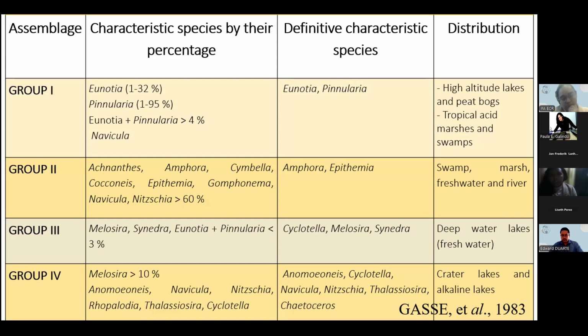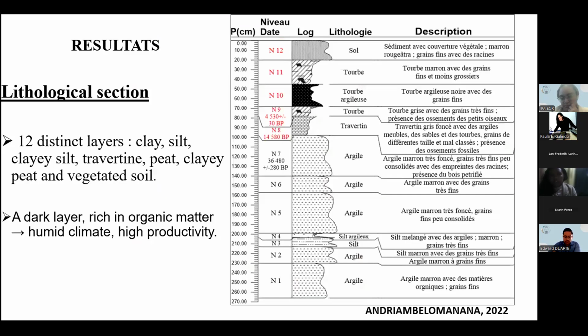So as a result, the sedimentological results from this site are composed of clay and travertine, peat, clay peat, and vegetated soil. So as we see on the outcrop, these layers are almost all dark layers, and these sediments are rich in organic matter, and it indicates a humid climate with high biological productivity.